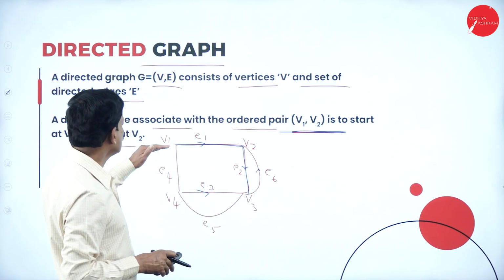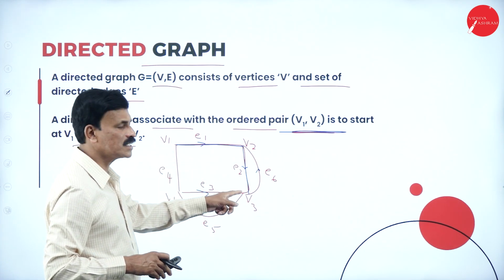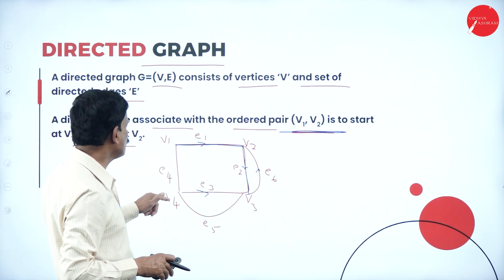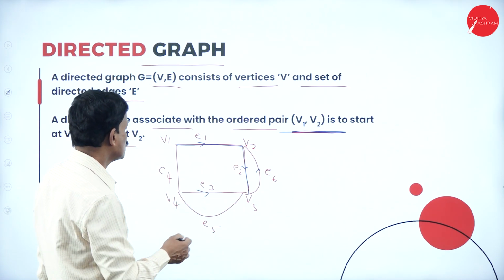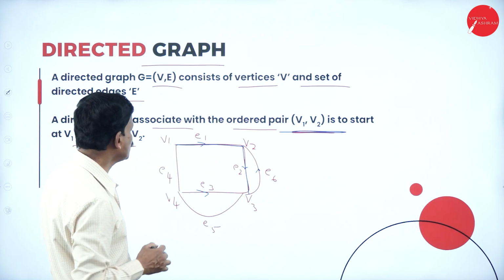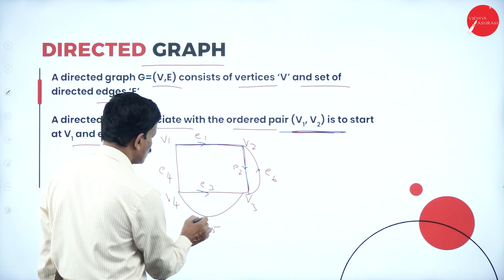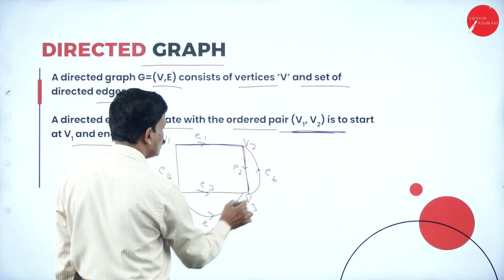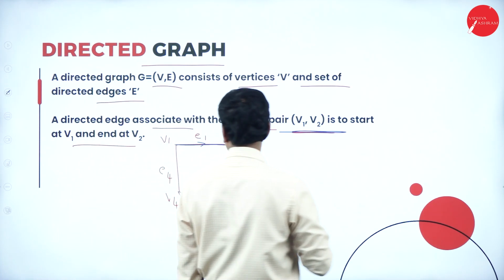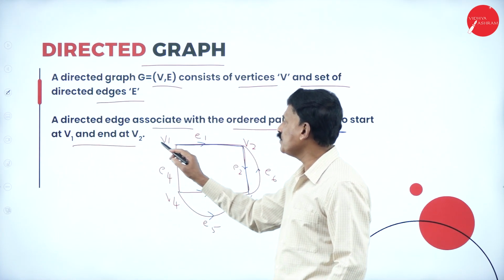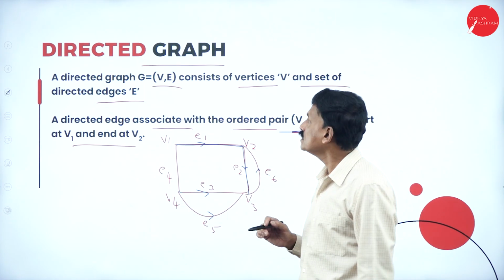See here, the starting point is V1 and it ends at V2. Similarly, this one starts at the point V4 and ends at V2. So this is an example of a directed graph. Similarly, if I consider this one, it starts at V4 and ends at V2. So this is an example of a directed graph.